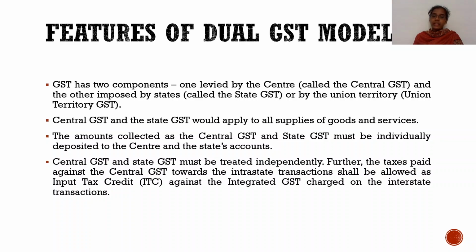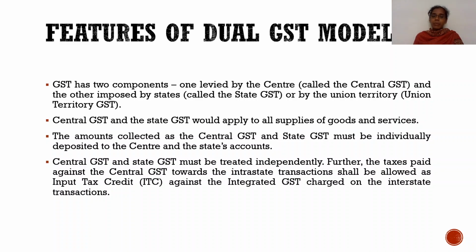The amount collected as CGST and SGST must be individually deposited to the center's and the state's account. The amount collected as CGST should be deposited in the center's account, and the amount collected as State GST should be deposited to the state's account. The Central GST and the State GST must be treated independently. The CGST and SGST have to be treated separately.